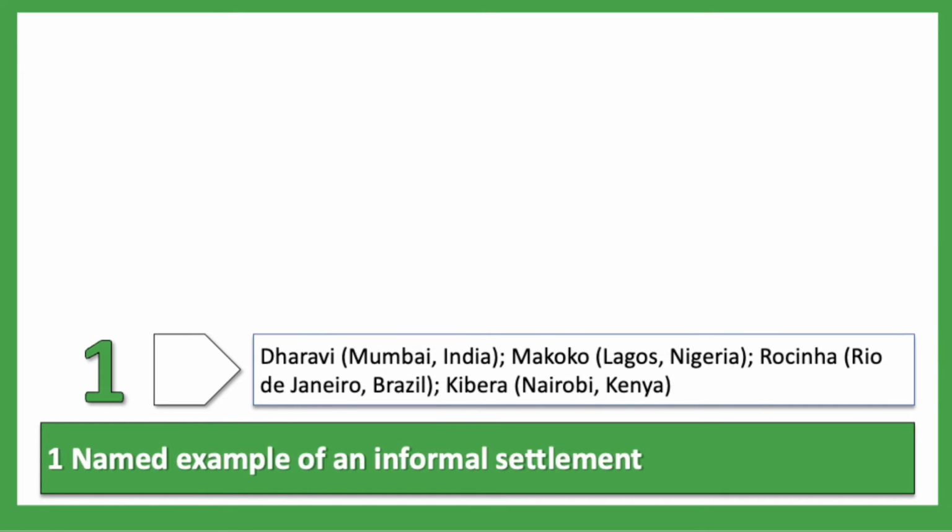Right, our last one, one named example of an informal settlement. So we've got Dharavi in Mumbai in India, for those of you that have done that case study, Makoko in Lagos in Nigeria, and then we've got Rocinha in Rio de Janeiro in Brazil. Some of you may also have looked at Kibera in Nairobi in Kenya, although that does tend to be more of a lower school case study than the others.